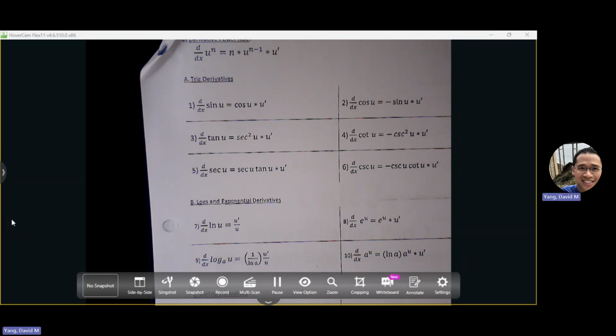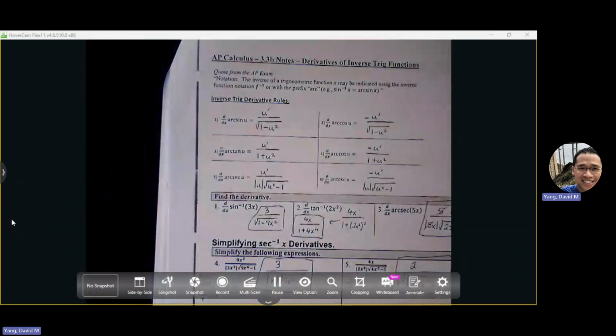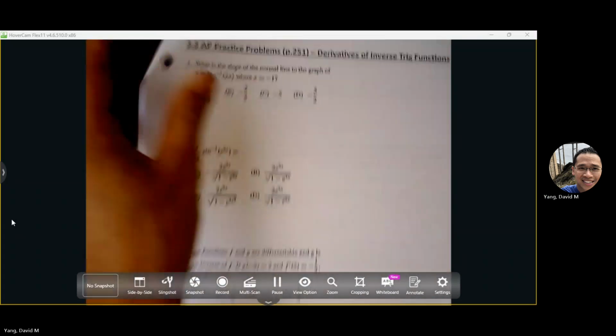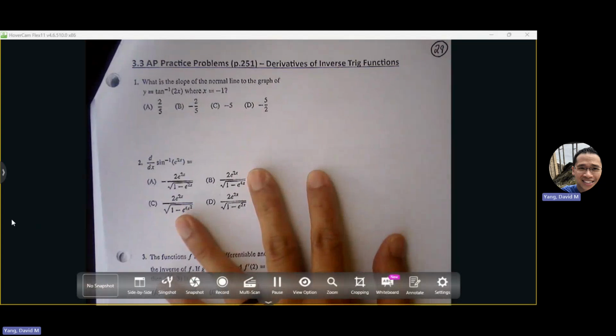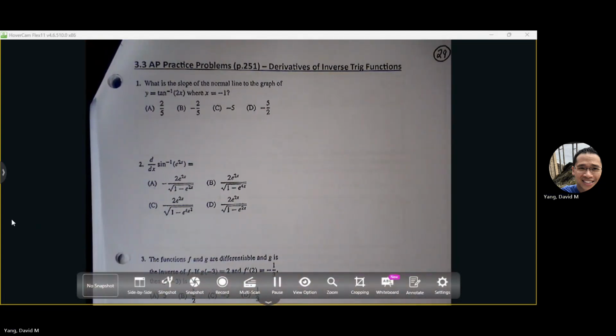Okay, any questions? Okay, so for the next 5 or so minutes, can we get started with the AP practice, which is part of your homework? So let's go to page 29. And let's see if we can get through a few problems and also just make progress with your homework. I'll show the answers after you guys have a chance to try it.